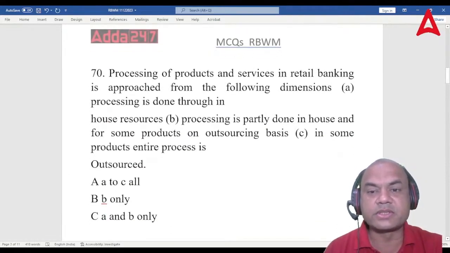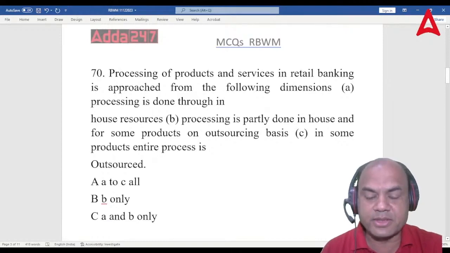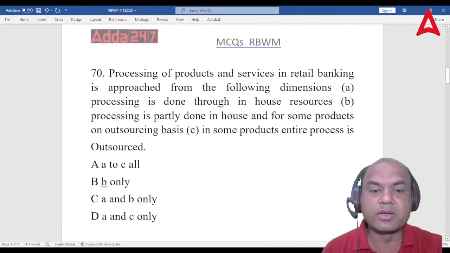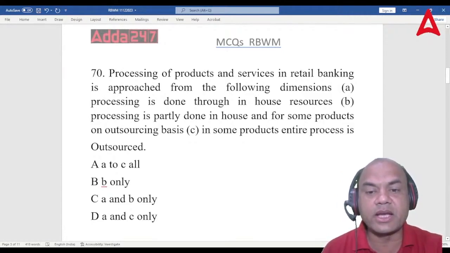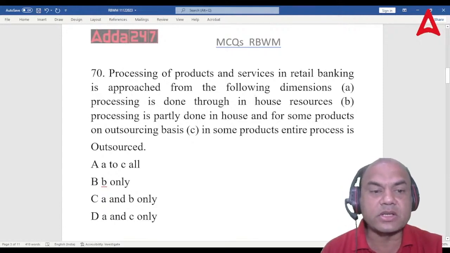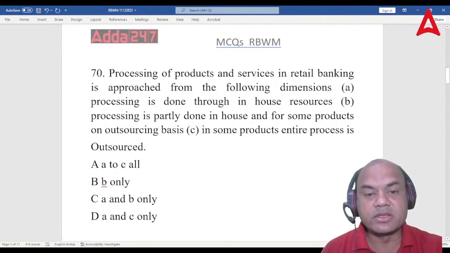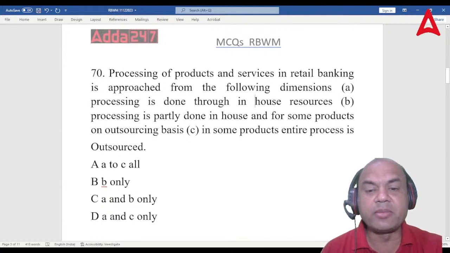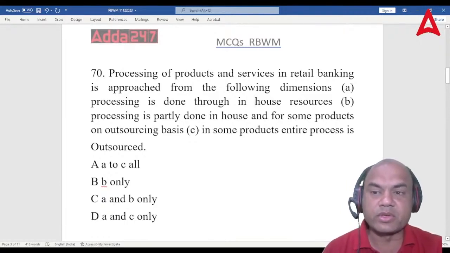Processing of products and services in retail banking is approached from the following dimensions. A: processing is done through in-house resources. B: processing is partly done in-house and for some products outsourced. C: in some products, the entire process is outsourced. Options: A to C all; B only, some outsourced, some in-house; A and B only, in-house and some outsourced; and A and C only, in-house and completely outsourced. What should be the answer?